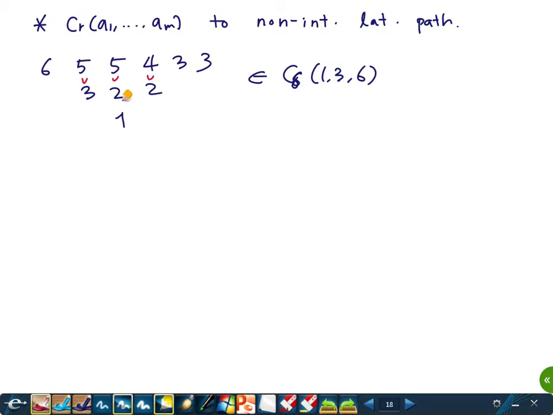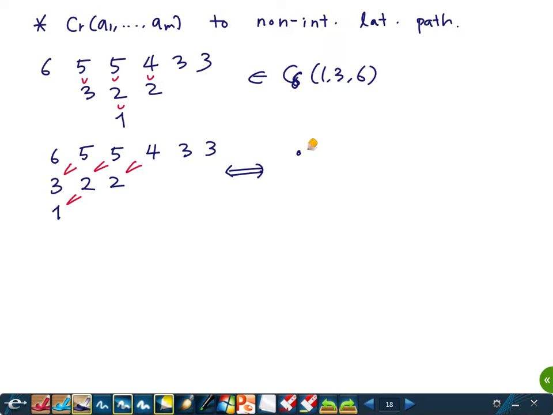Now, let me slightly change the arrangement in the usual sense: 3, 2, 2, 1. Then the condition is that this must be less than this, less than this, less than this, and less than this. Okay? I didn't do anything very special. And from here, I'm going to write this as a non-intersecting lattice path. So, let me draw this and then explain. 1, 2, 3, 4, 5, 6. So this represents the last one. This represents 3, 2, 2.